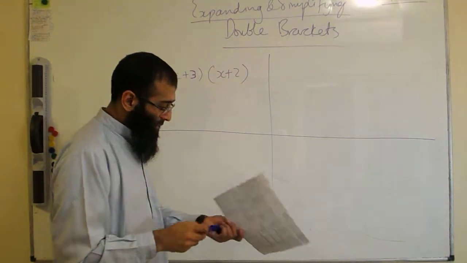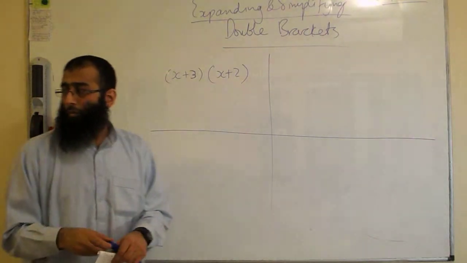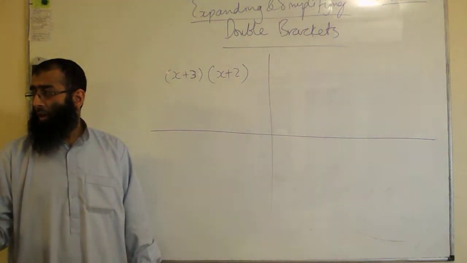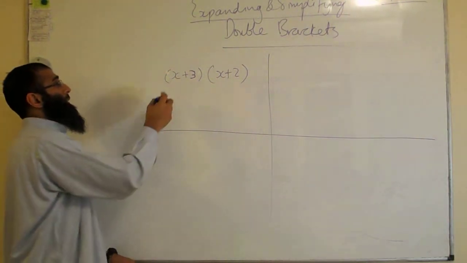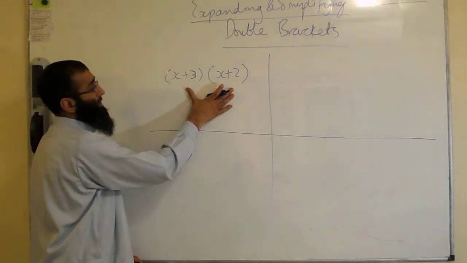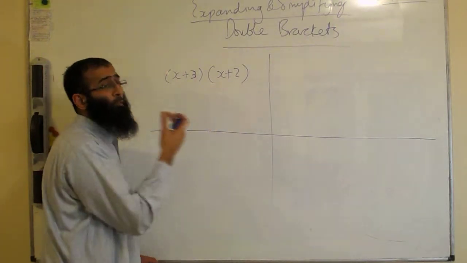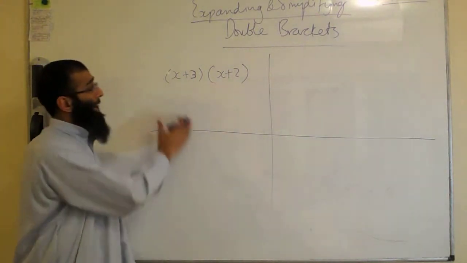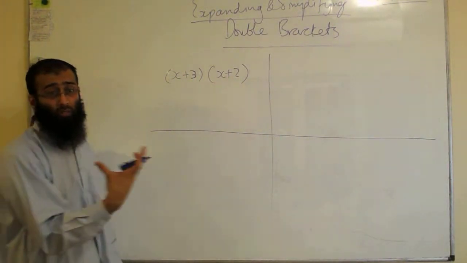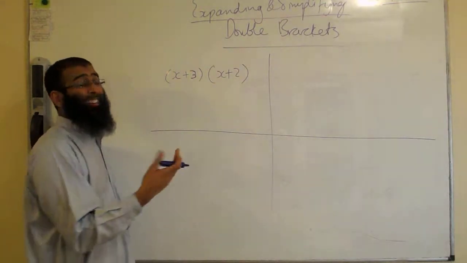First of all, we're going to start with something nice and straightforward, hopefully. When we start with this question, we have x plus 3, x plus 2. This is how normally, when you factorize that quadratic equation, we have our double brackets. The question can be expand and simplify.